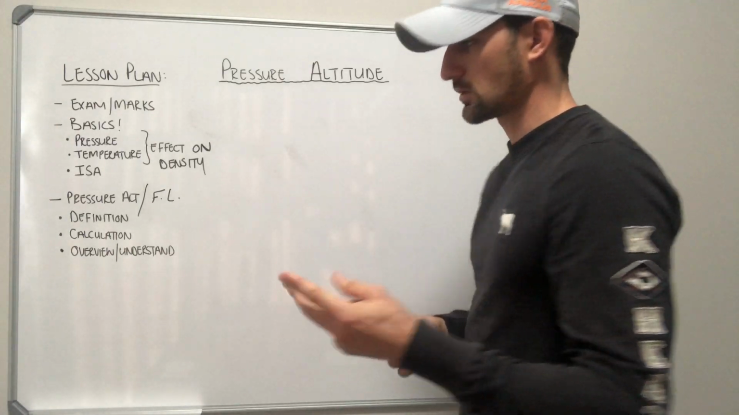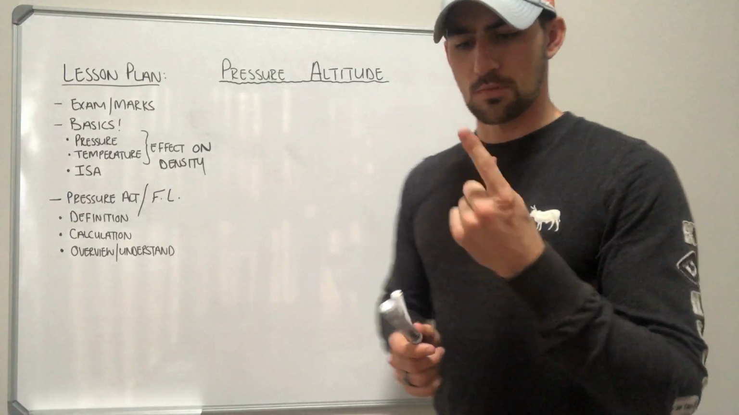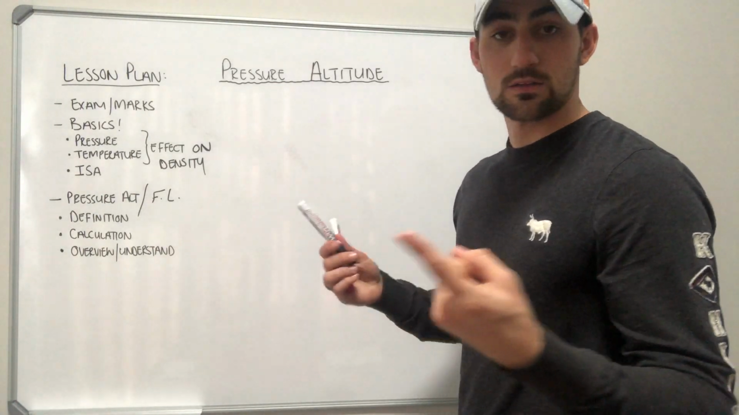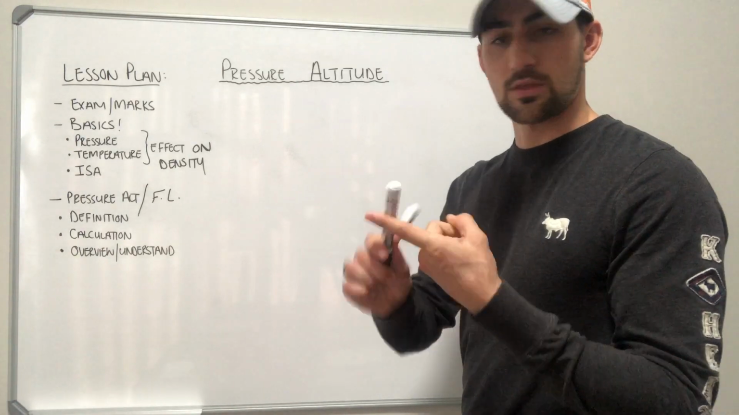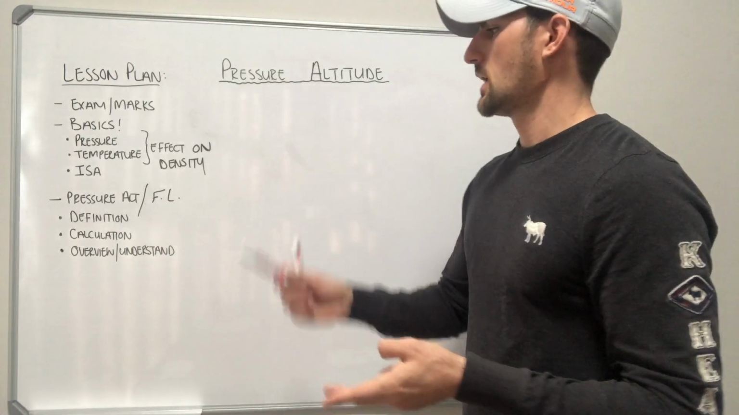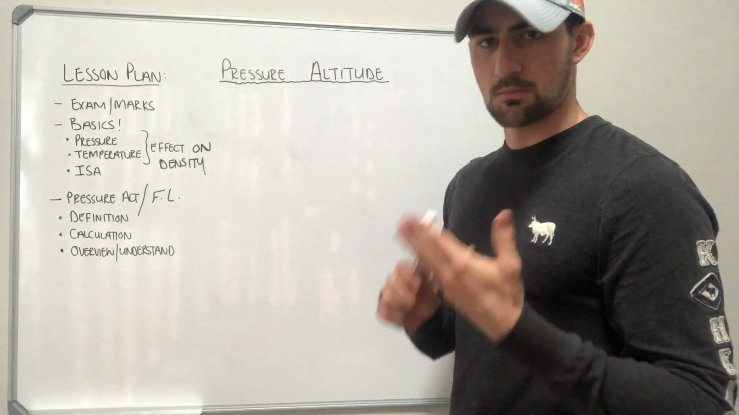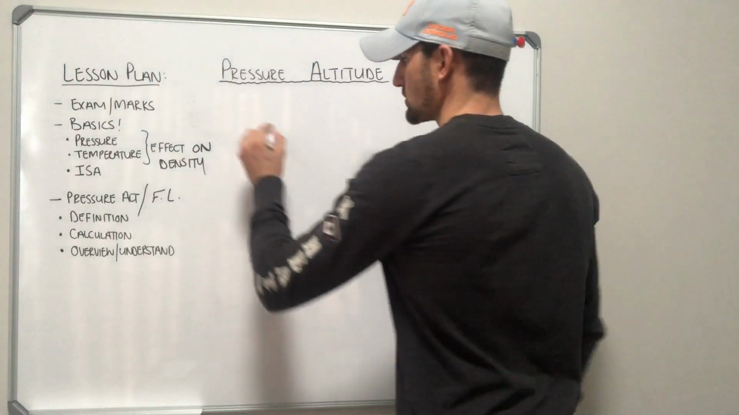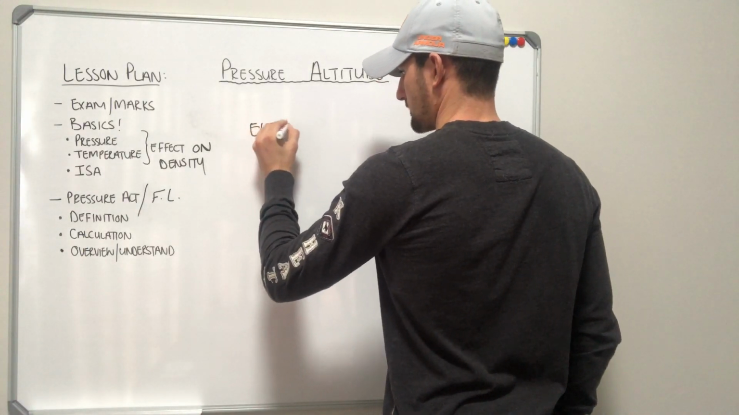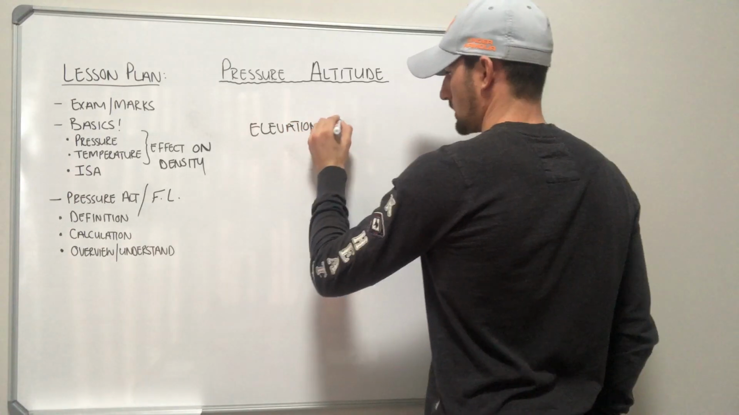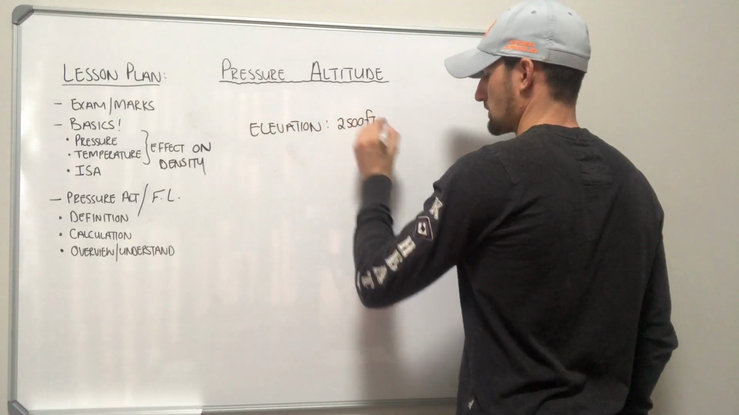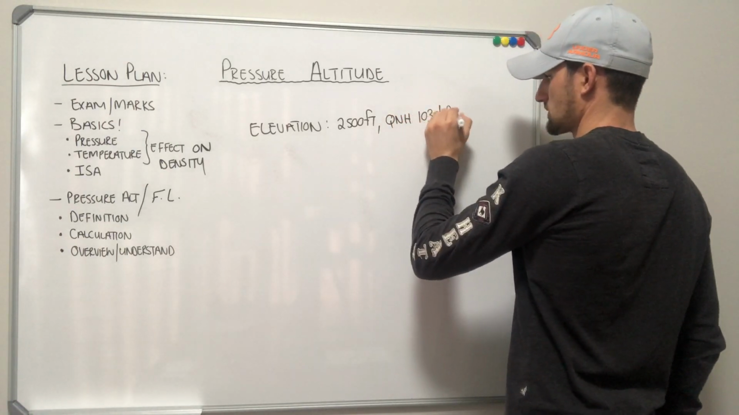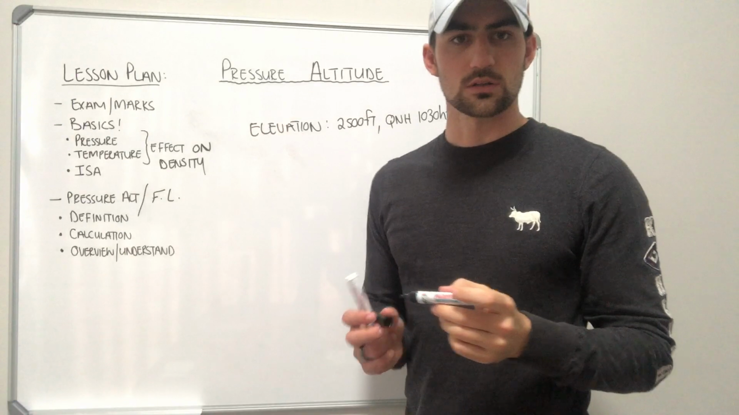So let's do a calculation. Now you're going to get given two things in the exam. You must be given the elevation, or if you want to call it, the height of the aircraft, so either the elevation of the aerodrome or the height of the aircraft, and then they must also give you the QNH. You must get the sea level pressure. So the question would be: aerodrome elevation is 2,500 foot, QNH 1030 hectopascals, and then they would ask you what is the pressure altitude.